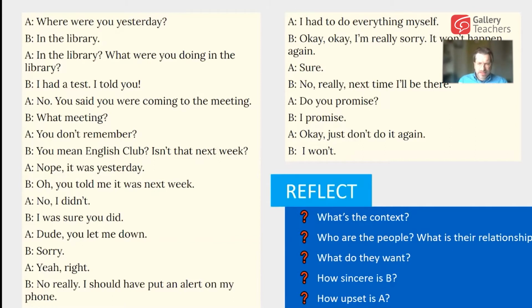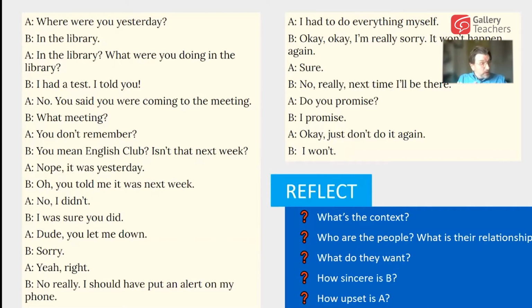Sorry. Yeah, right. No, really. I should have put an alert on my phone. I had to do everything myself. Okay, okay. I'm really sorry. It won't happen again. Sure? No, really. Next time, I'll be there. Do you promise? I promise. Okay. Just don't do it again. I won't.